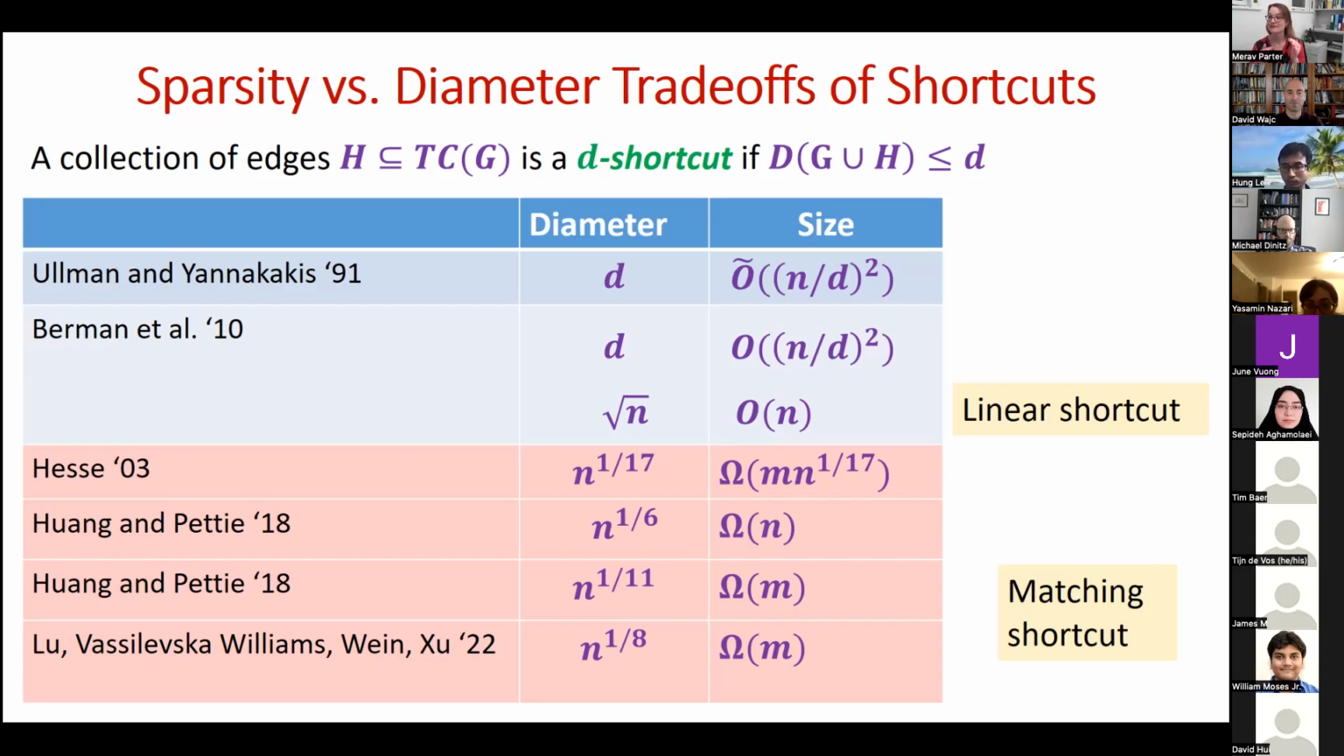Okay, so we had this tension with a linear number of edges. You can provide diameter of square root n, but for sure you cannot reduce it to below n to the 1/6. And we also have some lower bounds for matching shortcuts, and another exciting result by Lu et al. from this very solver.